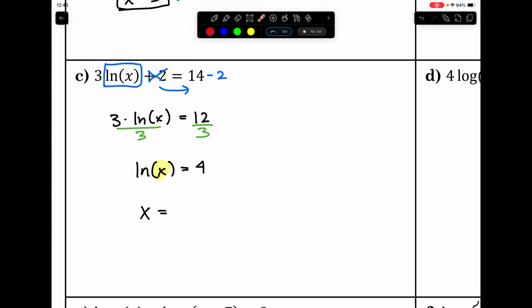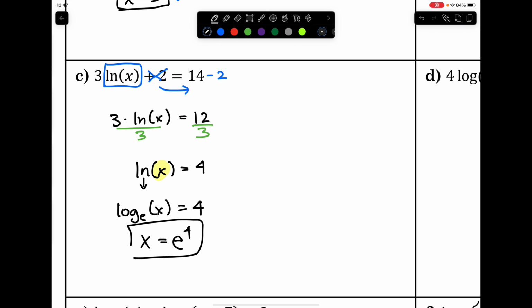So your job here is to remember that the natural log is a log of base e. So let me move this down, and let me rewrite ln as a log base e of x. So that means that x equals e to the 4th power. And again, you're not going to write decimals, so no decimals allowed here. Write your answer in this format in the actual solution, so e to the 4th power is the actual answer here.